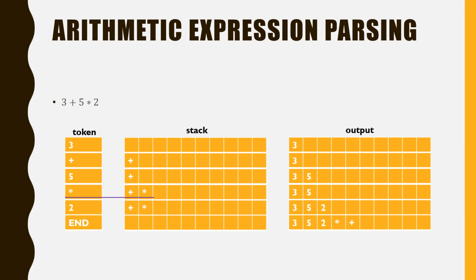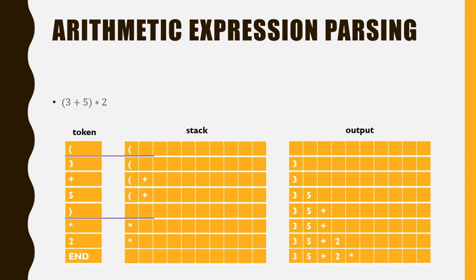Let's consider 3 plus 5 times 2. Since the handling of the first 3 tokens is similar as before, let's focus on the handling of the fourth token, the multiplication operator. According to the algorithm, we should pop all operators in the stack that have the same or higher precedence than multiplication. However, the plus operator has lower precedence than the multiplication operator, so it is not popped. In this case, we directly push the multiplication operator into the stack.